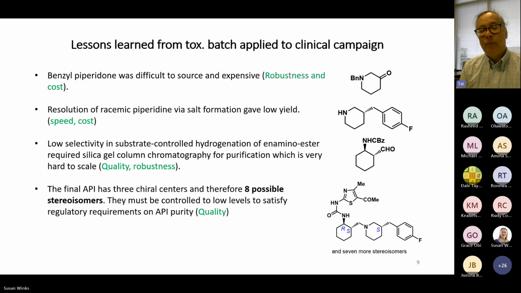For example, if you have a 90-10 ratio for one center, it is probably too high because even when they multiply out, you may be over the 0.1 percent impurity standard, judging from the ICH guideline. Next, please.